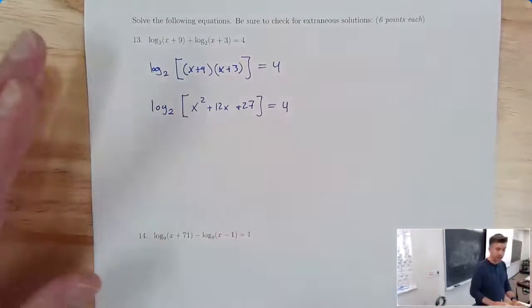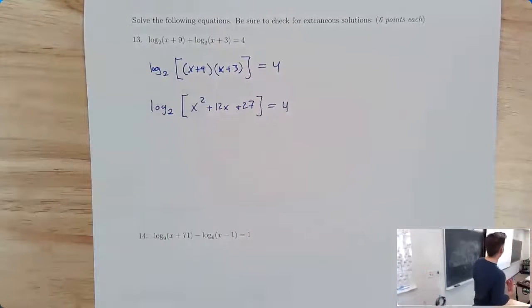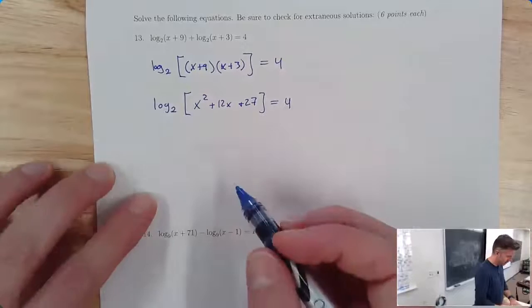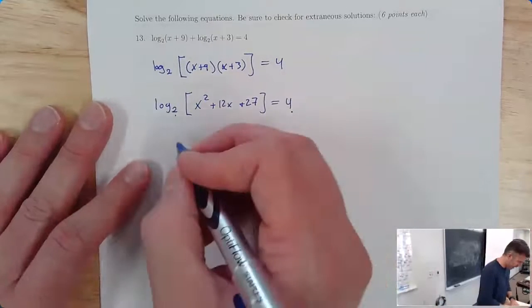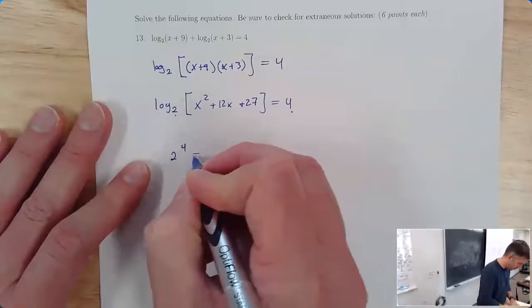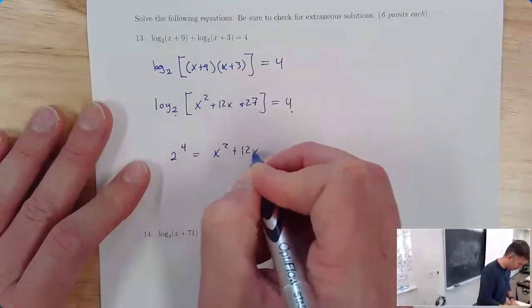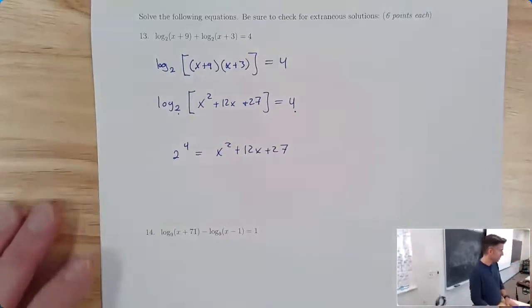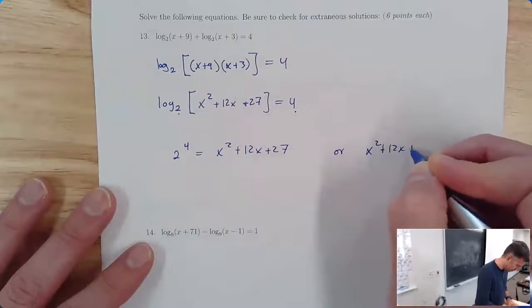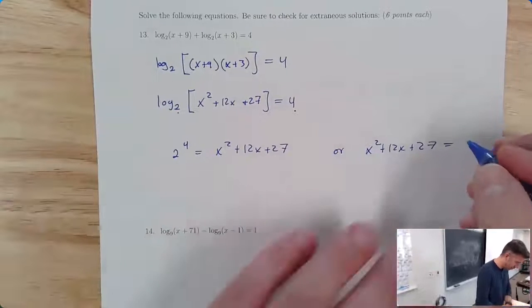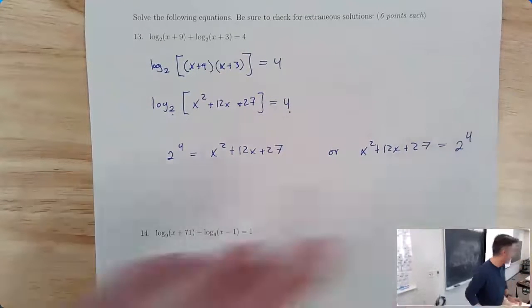Okay, here is the key step that I know a few of you missed when you were doing this sort of problem on either a homework assignment or a quiz. When you rewrite this, you have to say you have 2 to the 4th equals this inside stuff here. So I have 2 to the 4th equals x squared plus 12x plus 27. Or if you prefer, x squared plus 12x plus 27 equals not just 4, but 2 raised to the 4th power.